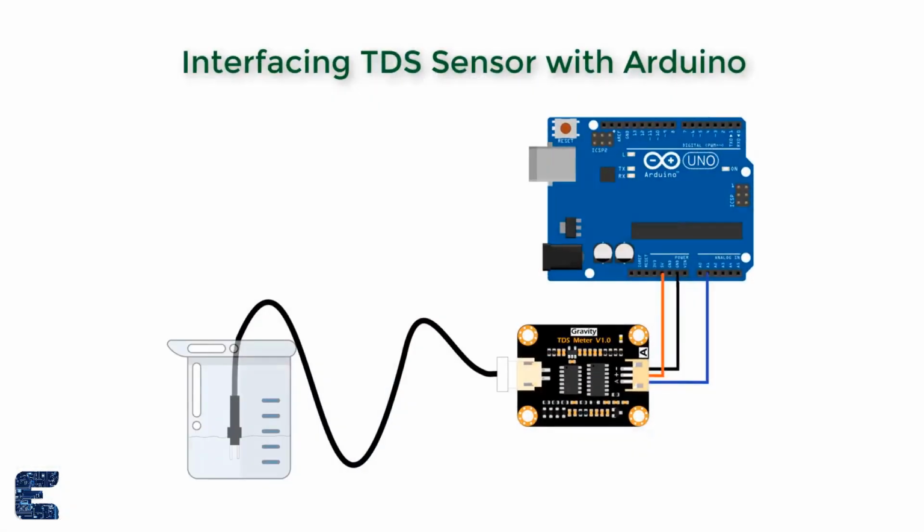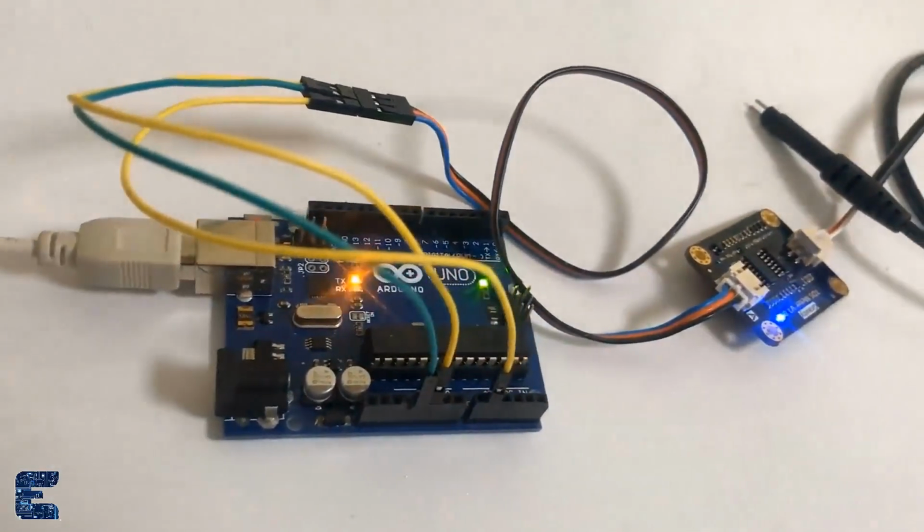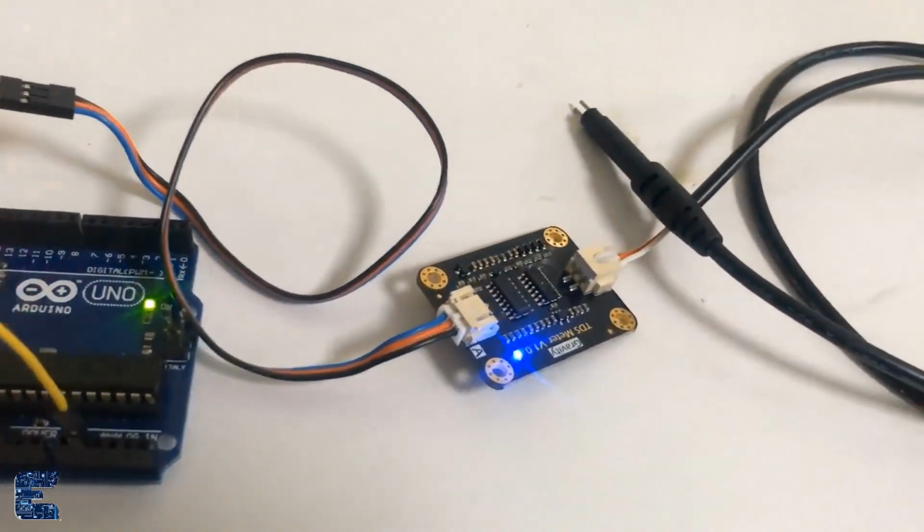Now let us see how we interface the TDS sensor with Arduino. The TDS sensor is an analog sensor and it has just three connectors. The analog pin of the TDS sensor is connected to any analog pin of Arduino; in my case, I connected it to A1. The VCC is supplied with 3.3 volts or 5 volts, and the ground is connected to ground. So here is the practical circuit that we assembled.